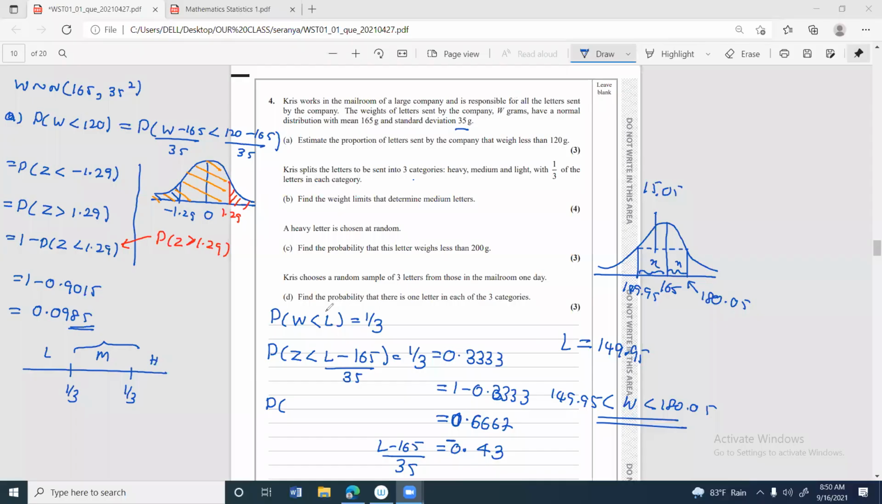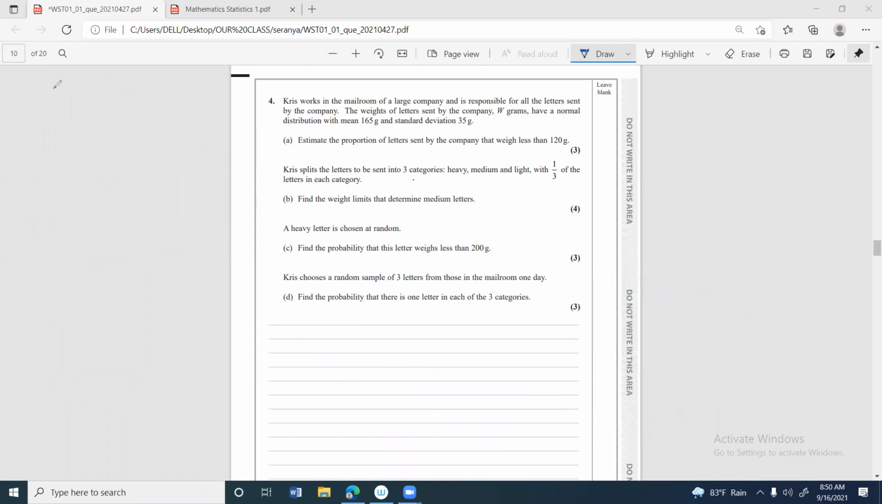Then what they mention is a heavy letter is chosen at random. Find the probability that the letter weight is less than 200 grams, right? Then do you have any specifications on it? No, it's not that. This is the most common question students ask: this actually comes up as a conditional probability, right?